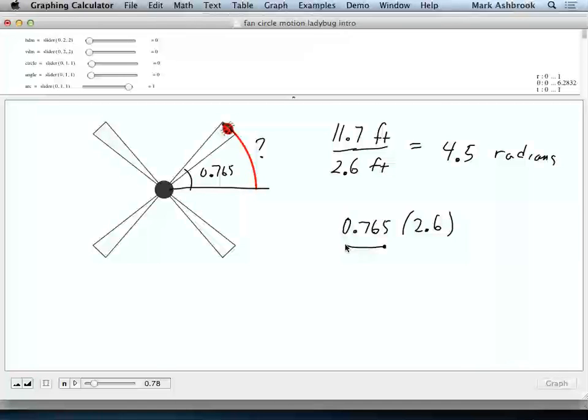And what, in effect, are you doing by that calculation? What does that calculation do? We get 0.765 of the radius. Yeah, so if this is 0.765 radius lengths, that's what we want of the radius in feet. And you got 1.98 or 1.99.